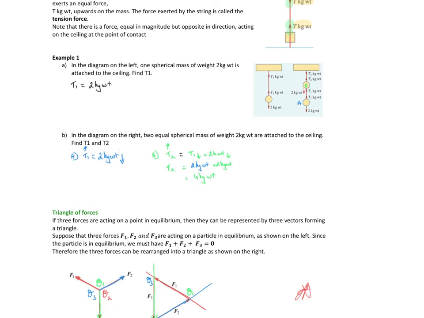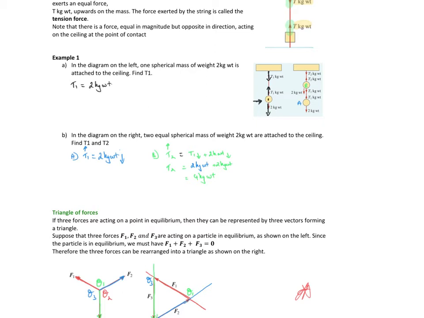In the diagram on the left, if we consider particle 1, I've got the 2 kilogram weight. So there's a 2 kilogram weight force acting vertically down, which means there's a tension in the string acting vertically up. There's the same tension of the string acting on the roof. So if we just resolve around this system, I'll put a 1 around that system.